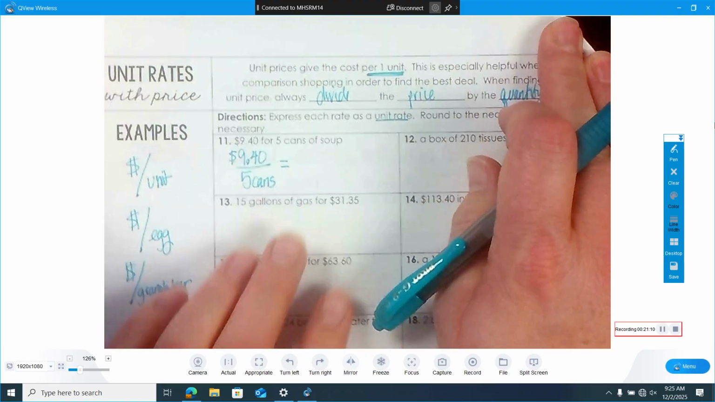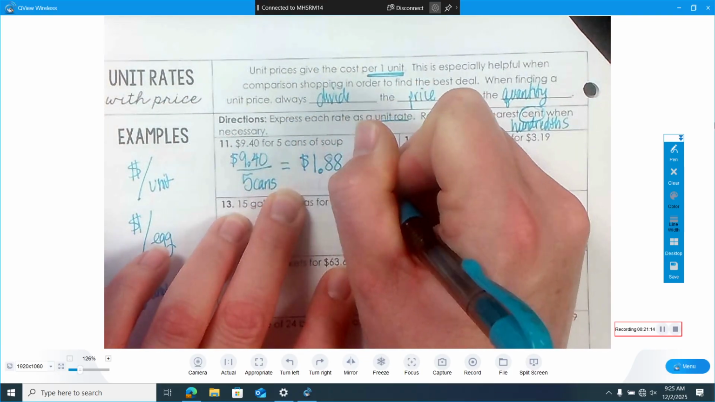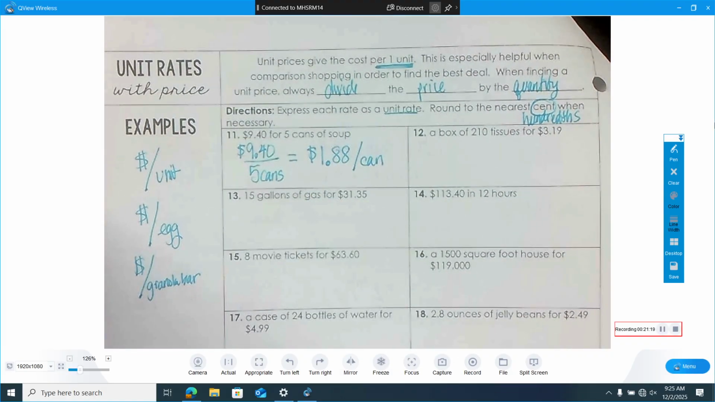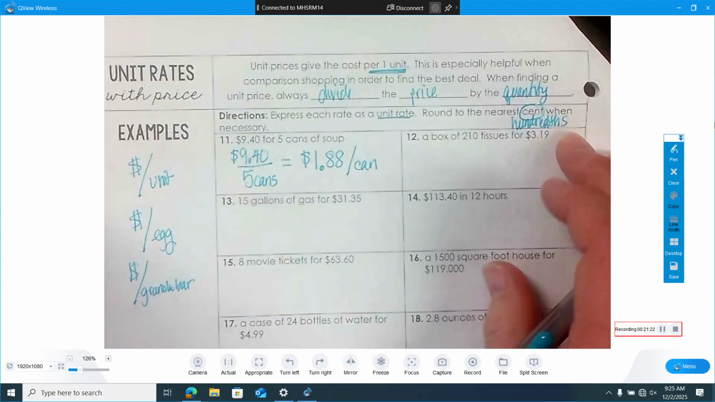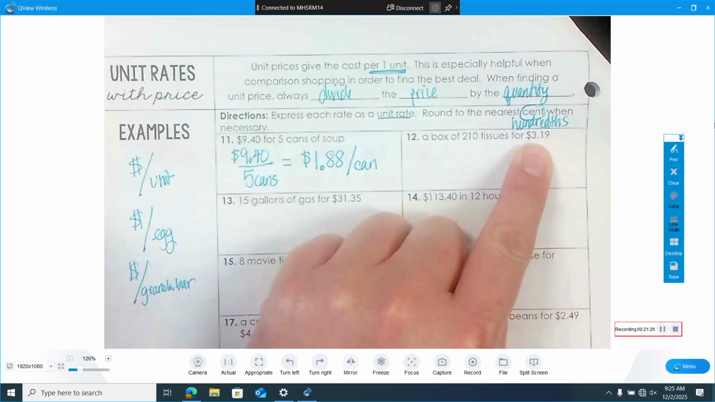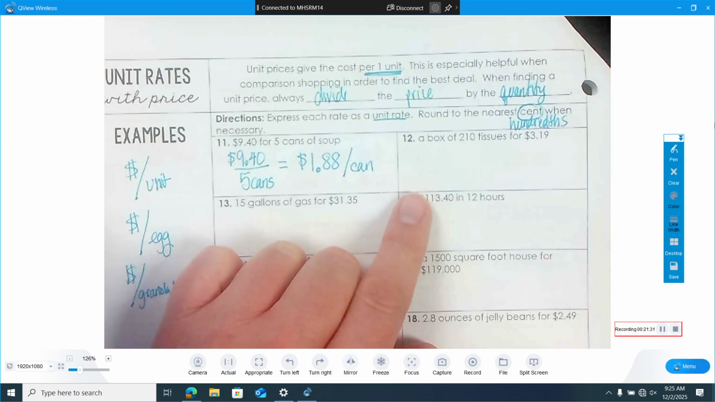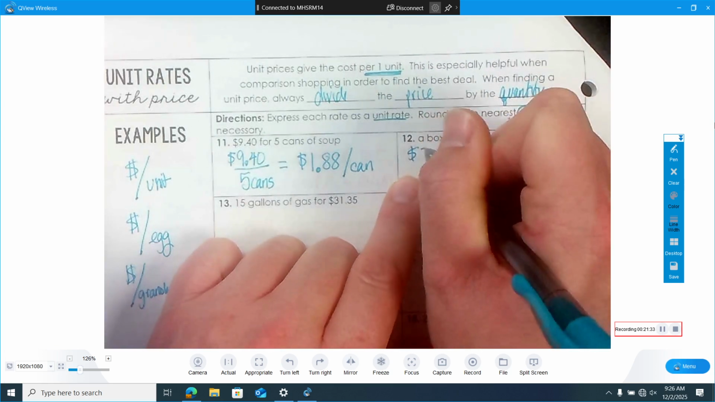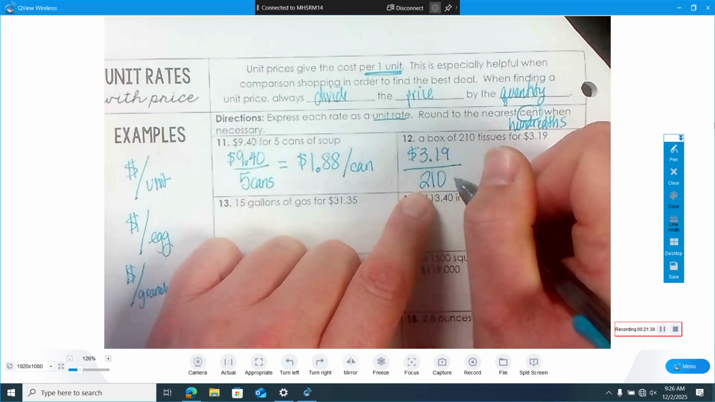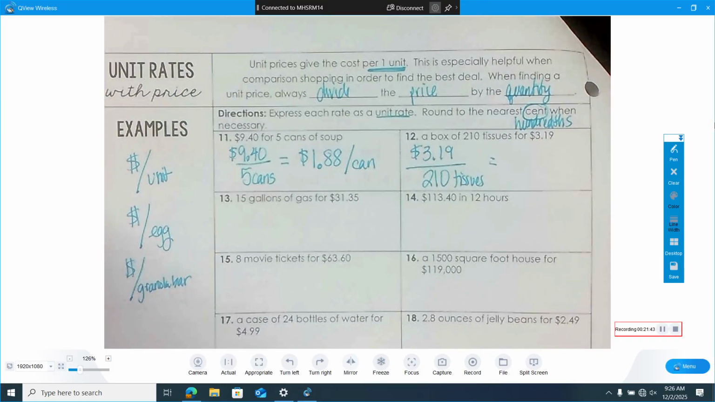All right, what did you get? Good, $1.88 per can. It's $1.88 per single can. A box of 210 tissues for $3.19. How are we going to divide that one? What goes on top? The price. $3.19 per 210 tissues. Go ahead and divide that.